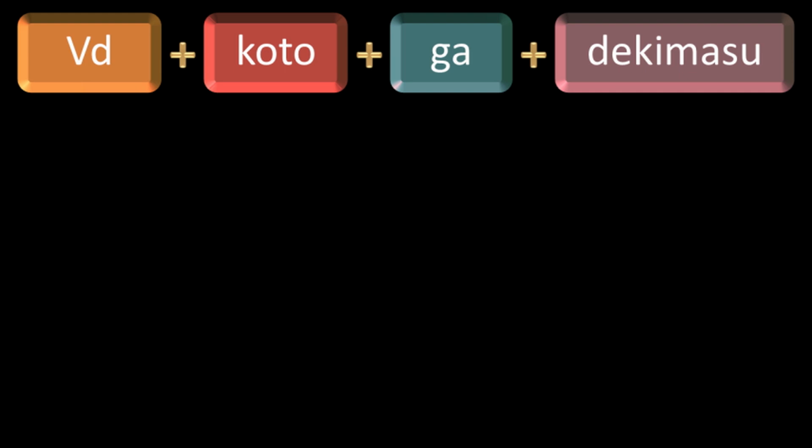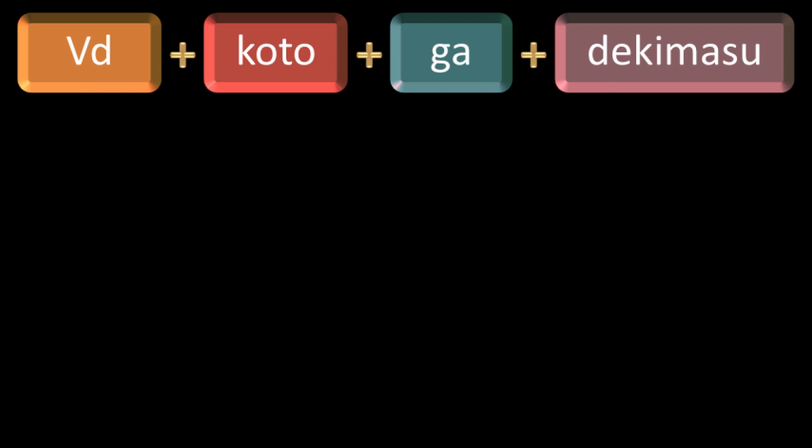Okay? Next, let us see how to use the dictionary form to create simple expressions in Japanese. Many of you may have heard of the verb dekimasu, which means can or be able to. In other words, it expresses possibility or ability. And to express one's ability to do something, we will use the verb dekimasu along with the dictionary form, which is shown as VD. Now, the sentence pattern that you need to remember is VD, which is the dictionary form of the verb, followed by the expression koto ga dekimasu.